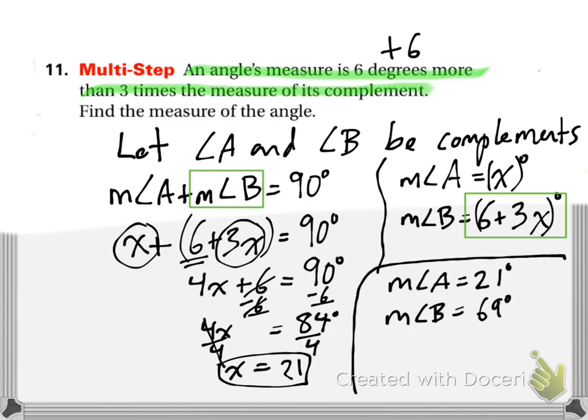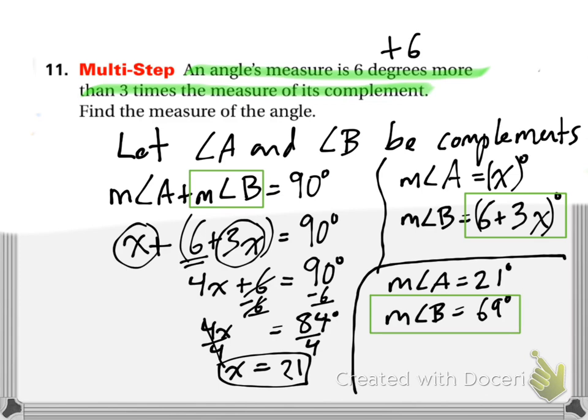Now, I wonder which answer are they actually looking for? Are they looking for the measure of angle A is 21, or are they looking for the measure of angle B is 69 degrees? It's hard to make sense of this problem. You just have to read it a few times. An angle's measure is 6 degrees more than 3 times. So I think they're asking for the larger angle, the first angle that they mention here. An angle's measure. This guy here is the large one. So the answer that they're looking for is 69 degrees down here, the measure of angle B.